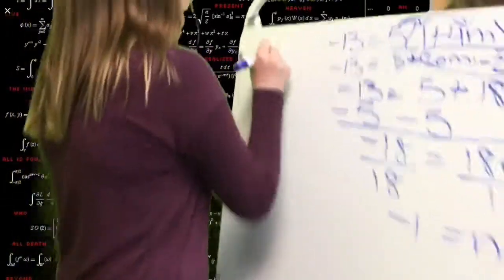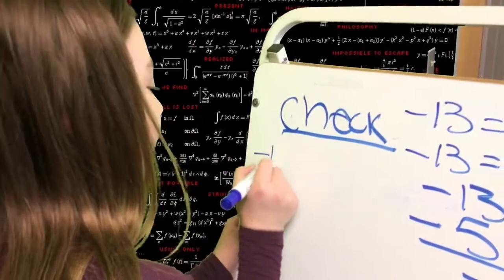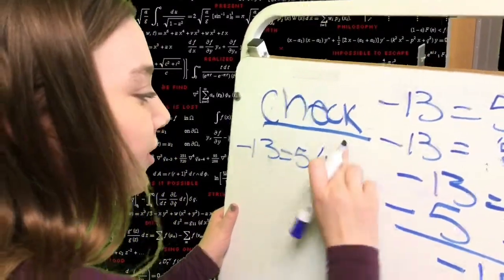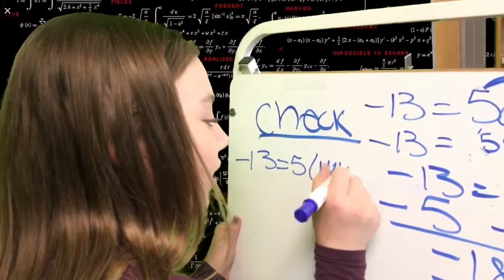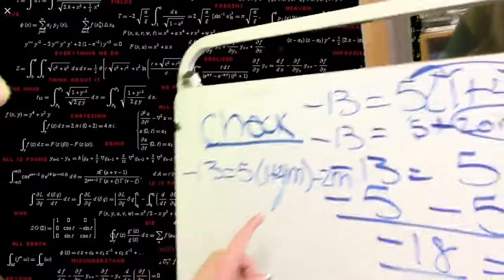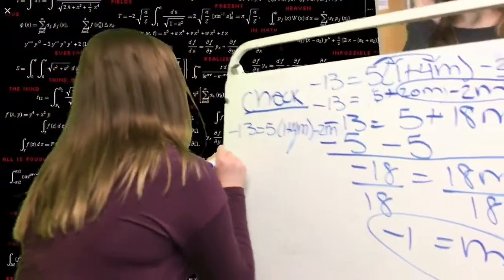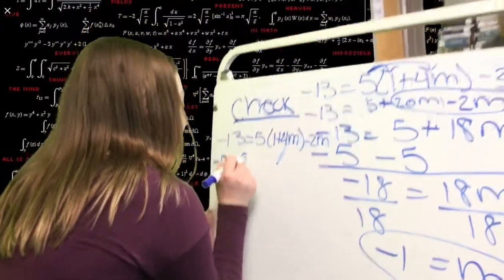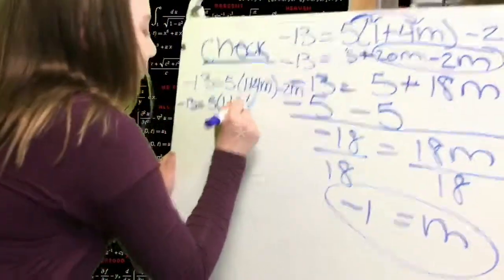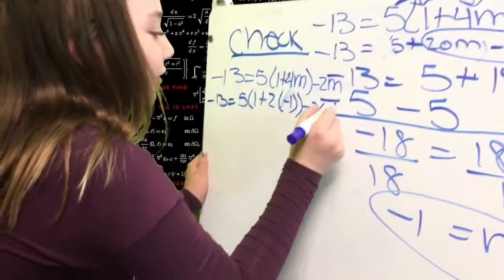And now for your check, you're going to rewrite the problem. So negative 13 equals 5 times 1 plus 4m minus 2m. Oopsies, let's fix that. So you want to substitute m with negative 1 because m equals negative 1. So negative 13 equals 5 times 1 plus 4 times negative 1 minus 2 times negative 1.